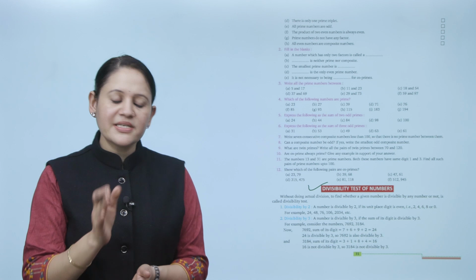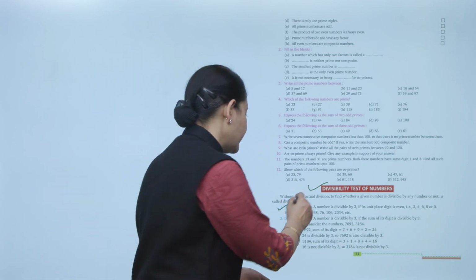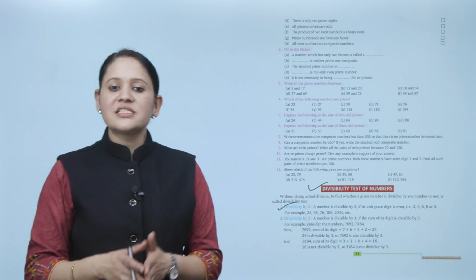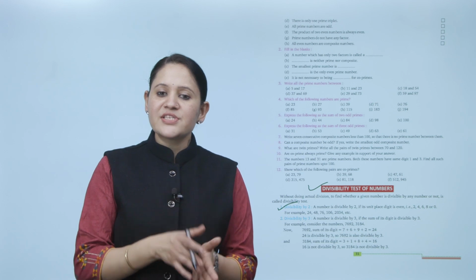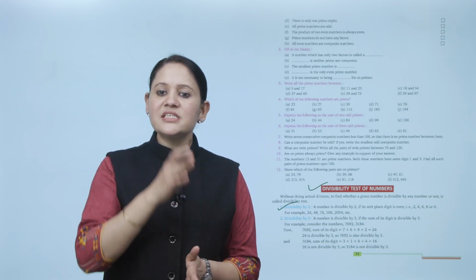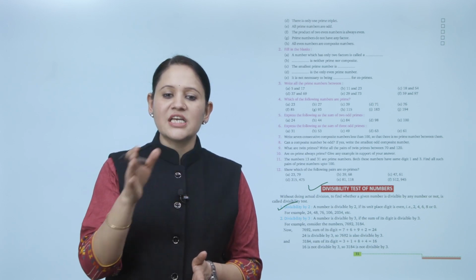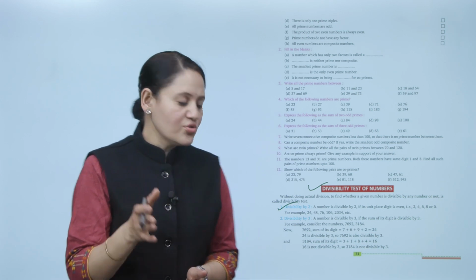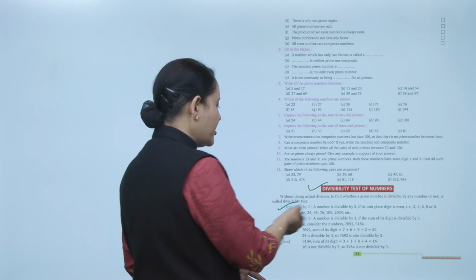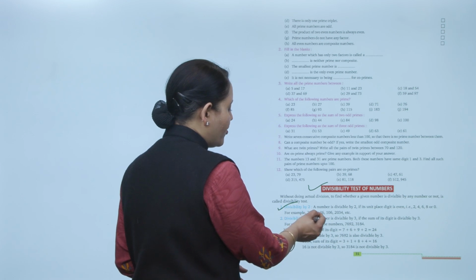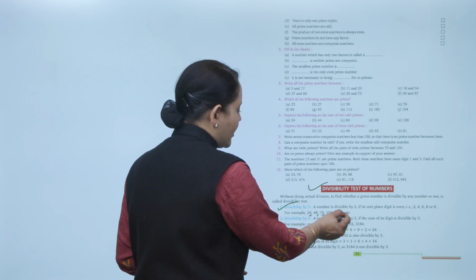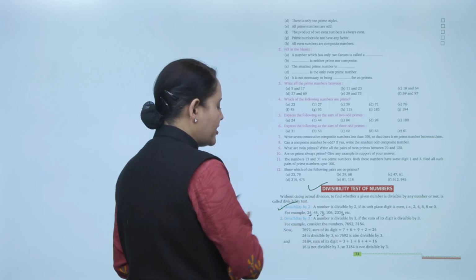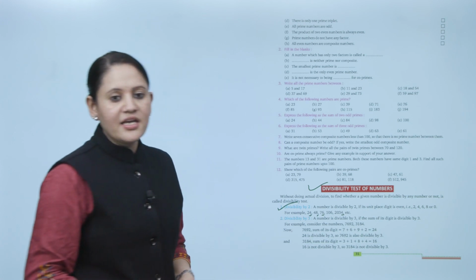First is divisibility by 2. A number is divisible by 2 if its unit place digit is even, means if it is 2, 4, 6, 8 or 0, that means that number is divisible by 2. Like here, all the numbers have 4, 8, 6, 4 at unit place. So all these numbers are divisible by 2.